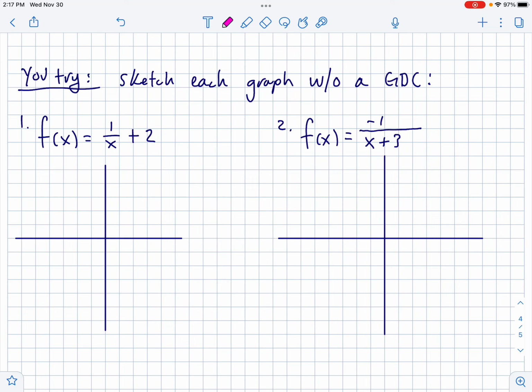Your turn. Without using any sort of calculator or Desmos, please sketch both of these.